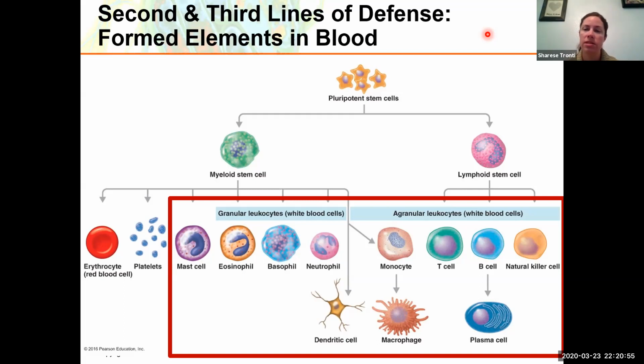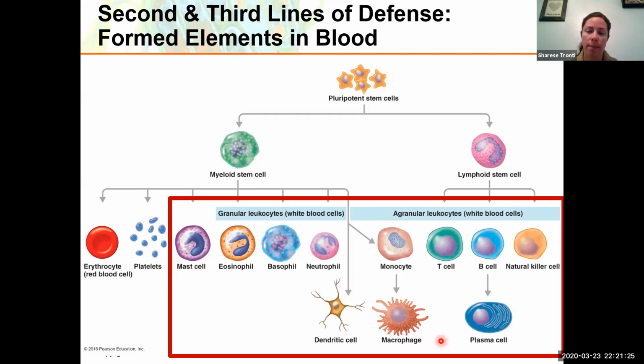The immune cells are divided into two main categories. We have granular leukocytes. Leukocytes just means white blood cell. And then we have agranular leukocytes. Of the granular leukocytes, we see mast cells, eosinophils, basophils, and neutrophils. And of the agranular leukocytes, there are monocytes, T cells, B cells, and natural killer cells.